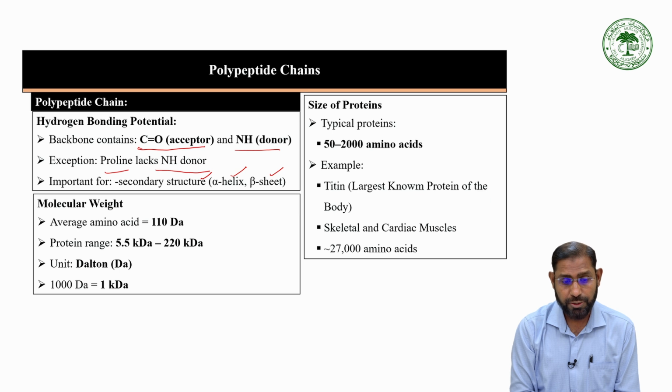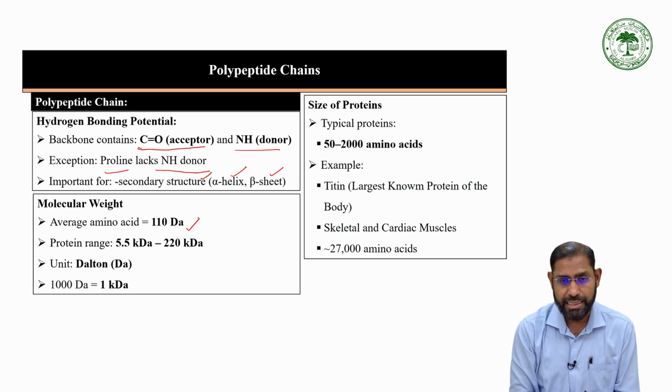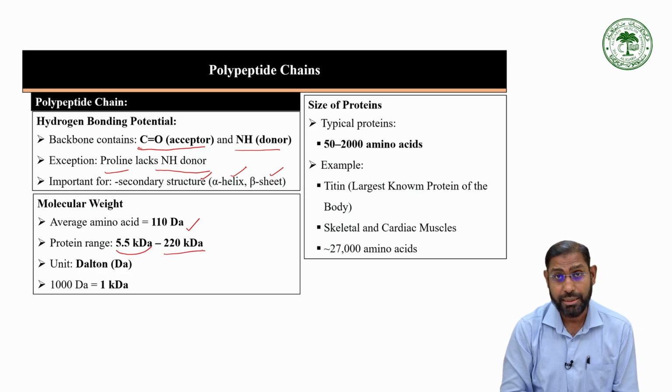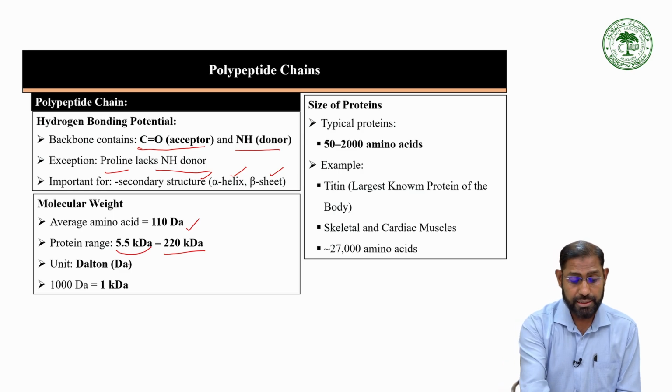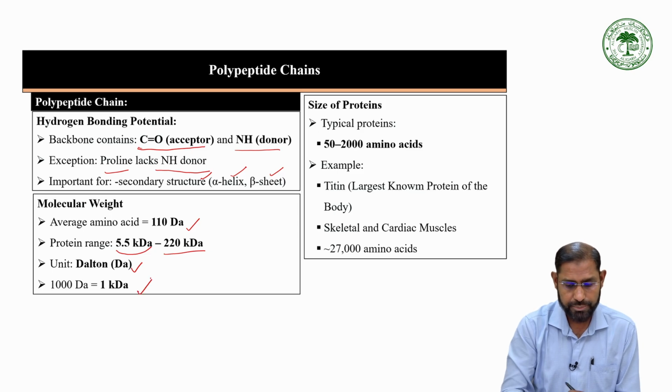The molecular weight of an average amino acid is 110 Dalton, where Da stands for Dalton. The range of the molecular weight of proteins is 5.5 kilodalton to 220 kilodalton. This is the normal range of proteins. The unit is denoted as Da or Dalton, and 1000 Dalton is equal to 1 kilodalton.